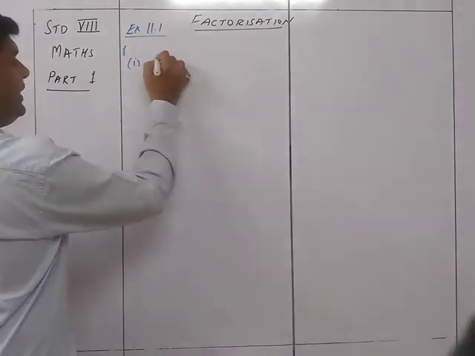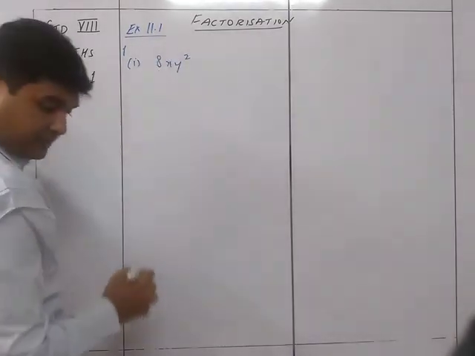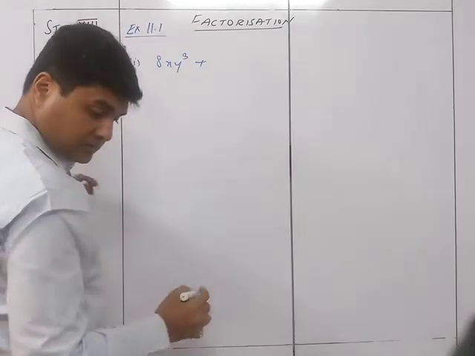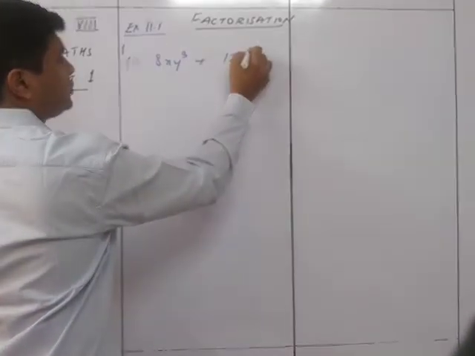So it will be 8xy square cube plus 12x square y square.